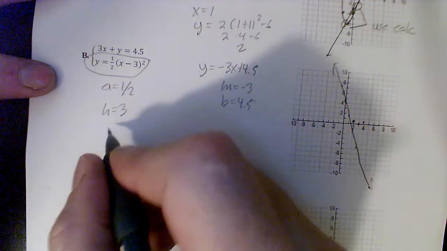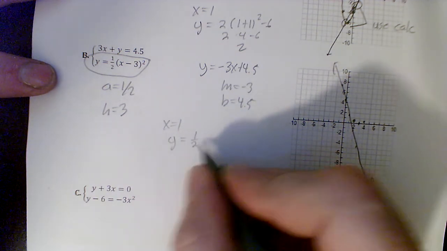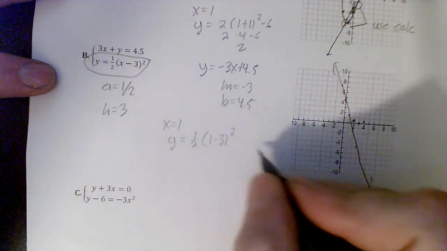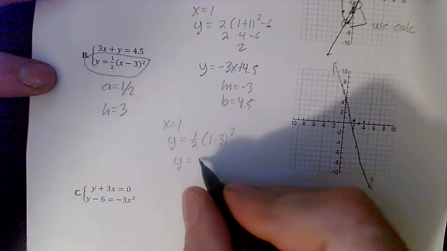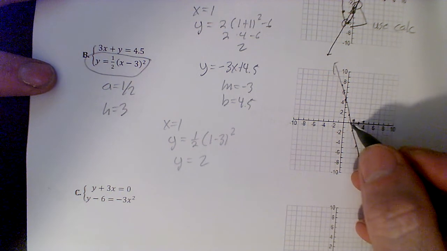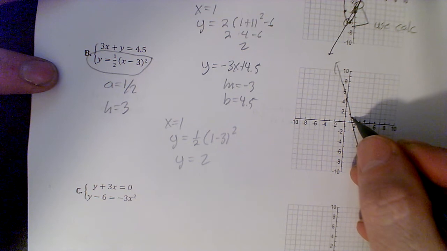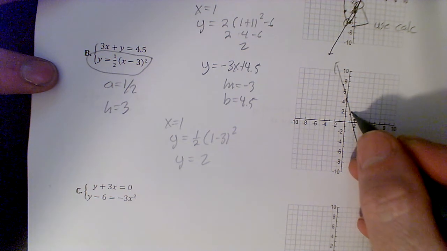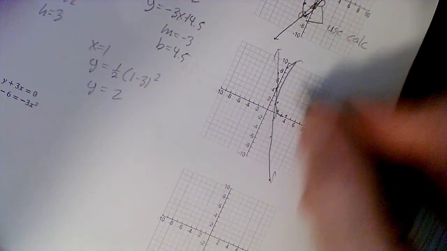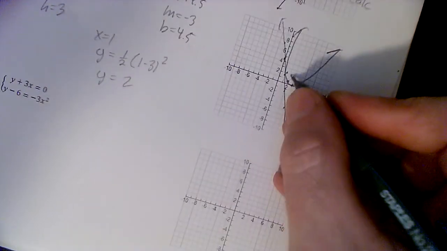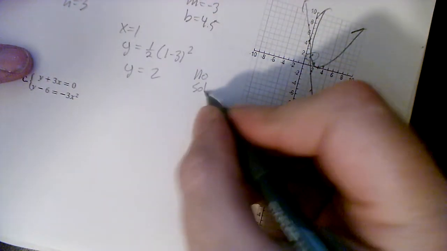Let's plug in 1 first. If x equals 1, I've got y equals 1/2 times (1 minus 3) squared. Well, 1 minus 3 is negative 2, squared is 4, times 1/2, I get 2. So when I do 1 right here, I get 2 up there. So I am probably never going to cross. But again, on a graph, there might be one in here. I just don't think there is. So I'm going to say no solutions.